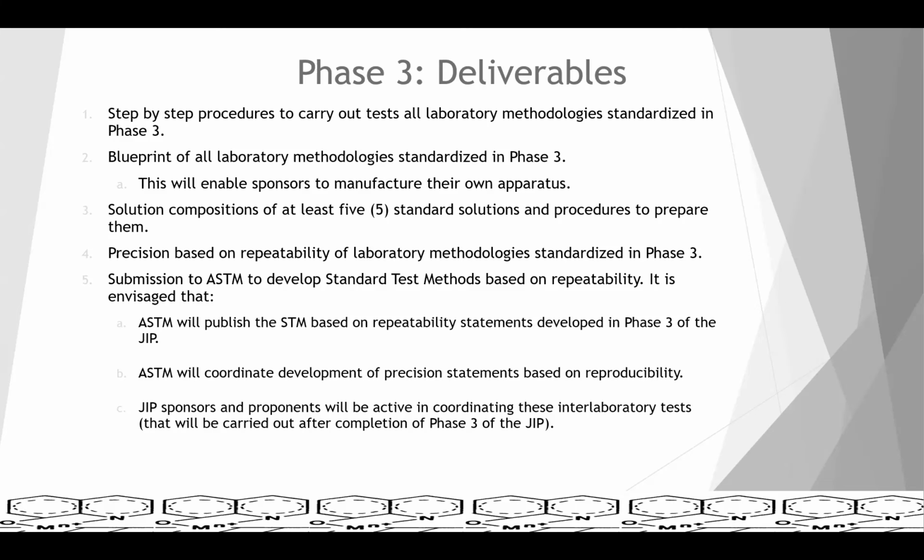We will establish the precision based on repeatability. That will be the end of phase 3. At the end of phase 3, after the sponsors approve it, we will submit to either ASTM or AMPP. We are thinking of ASTM because ASTM can publish a standard test method based on repeatability. And we will work with ASTM to continue on developing a reproducibility statement that requires round-robin testing or inter-laboratory studies, based on which we can establish reproducibility.